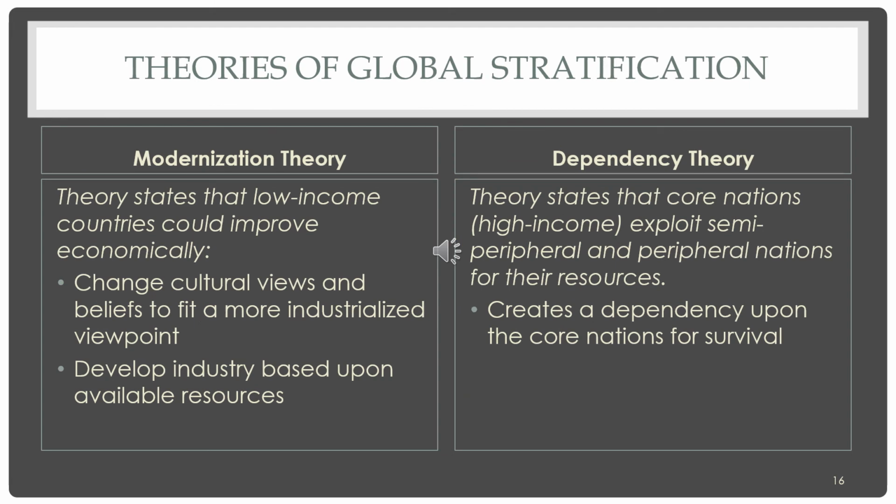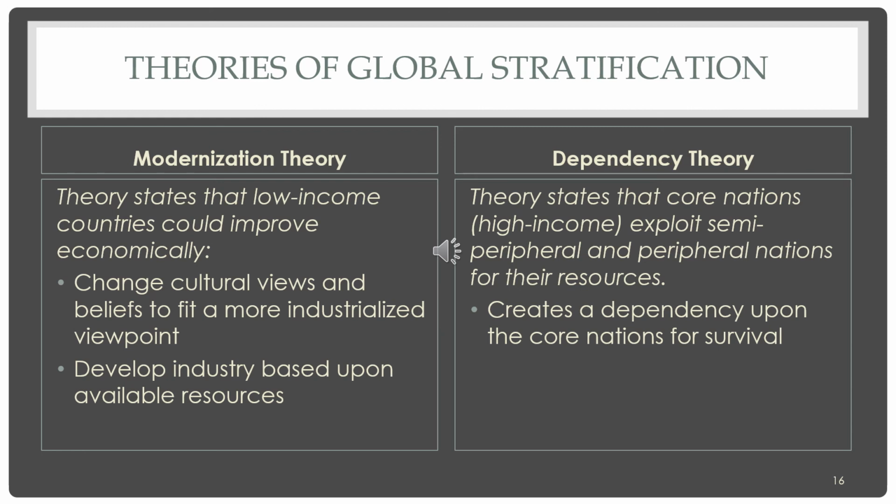Let's take a look at two theories that try to explain poverty, why it exists in certain places and not in others. When you look at this, you're going to look first at the modernization theory. Now, the modernization theory states that low-income countries could improve economically by doing the following things. They could change their cultural views and attitudes towards work so that their beliefs and values fit more to the industrialized type cultures. And they could also develop industry based upon available resources that they have. So the modernization theory states that countries are basically poor because of their lack of industrialization, and the fact that they're not utilizing what resources they have there.